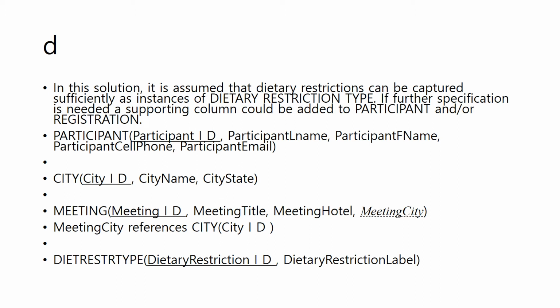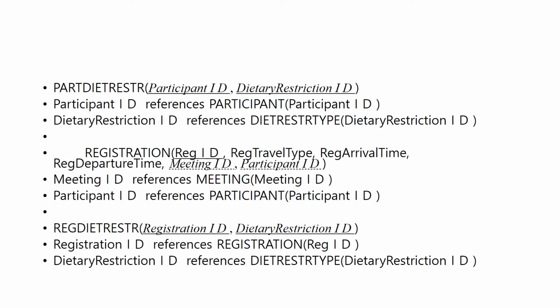And dietary restriction type: dietary restriction ID must be the primary key, and dietary restriction label. And participant dietary restriction: primary key, participant ID and dietary restriction ID.